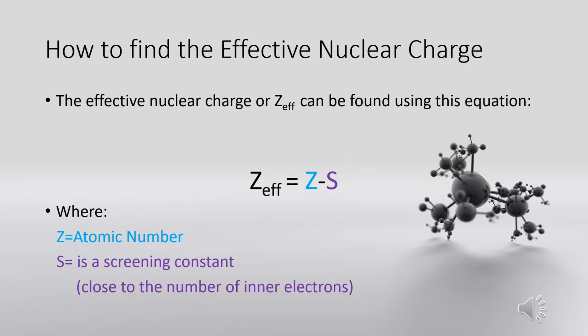At this point, you're probably asking yourself, how do I find the effective nuclear charge? Well, it's actually pretty easy to figure out. All you have to use is this equation: Z_eff, which stands for effective, is equal to Z minus S. Z in this equation is the atomic number, and S is a screening constant, which is close to the number of inner electrons.